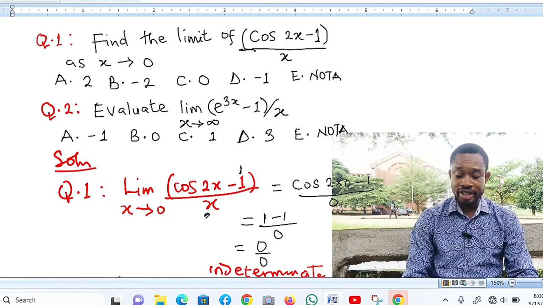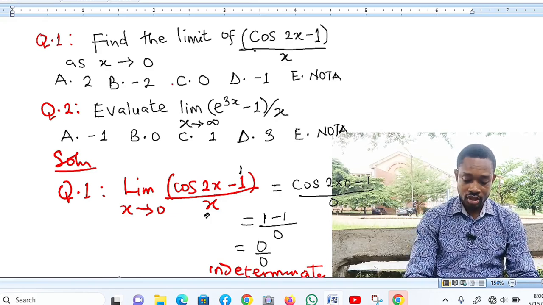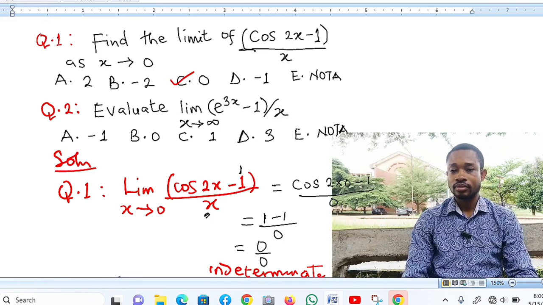From the options provided, the correct option is option C.